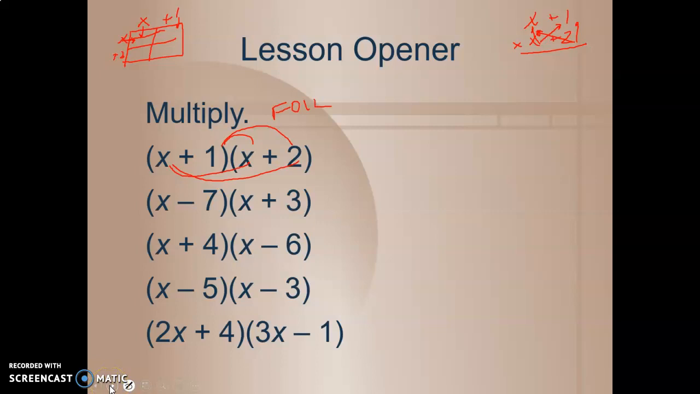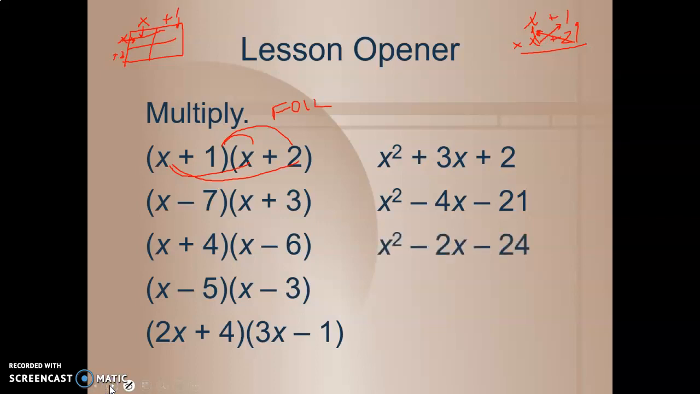For the first problem, we get x squared plus 3x plus 2. For the second, we get x squared minus 4x minus 21. For the third, we get x squared minus 2x minus 24. For the fourth, we get x squared minus 8x plus 15. And for the last, we get 6x squared plus 10x minus 4.